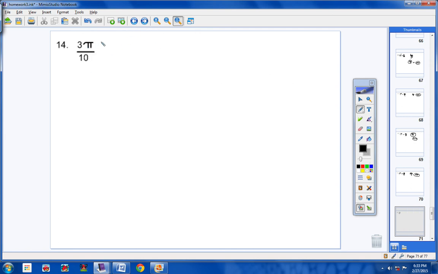Okay, number 14. We're going to convert radians to degrees. Anytime you do that, you're going to multiply by 180 over pi. Here your pi's cancel. So we have 3 times 180, which is 540, and then 10 times 1, which is 10. If you reduce that, you will get 54 degrees. So 3 pi over 10 is 54 degrees.